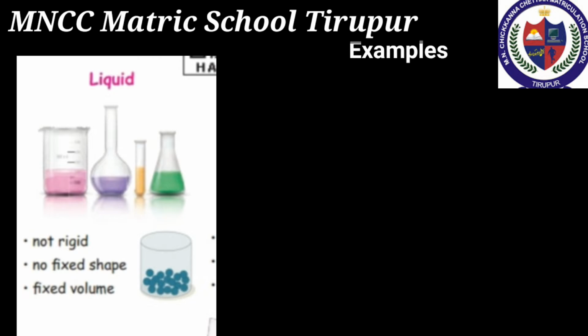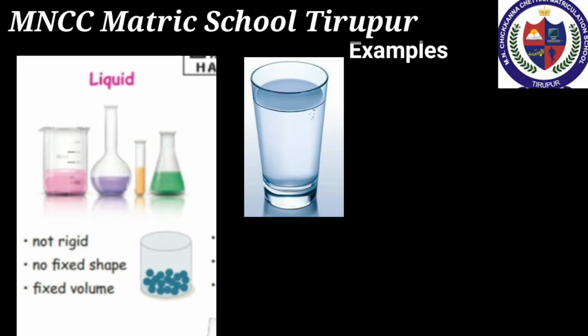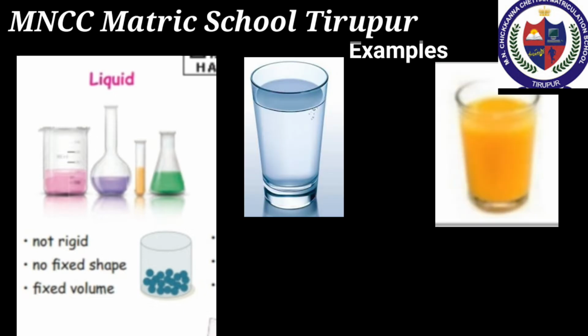Next, we'll move on to liquids. In liquids, molecules are loosely packed. They have definite volume but no definite shape and size. Some examples of liquids are water, juice and vegetable oil.